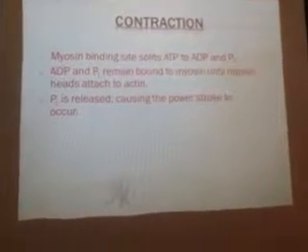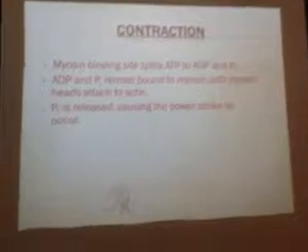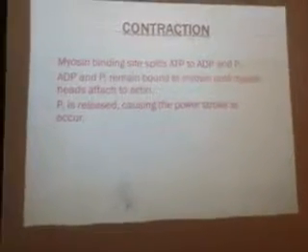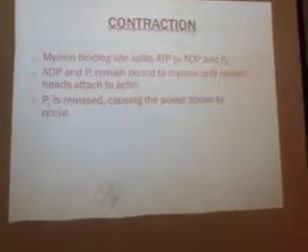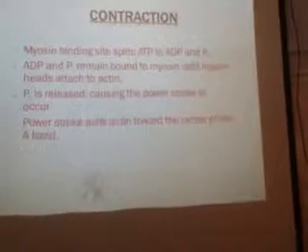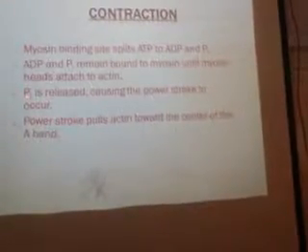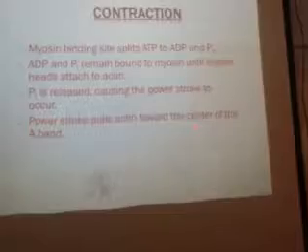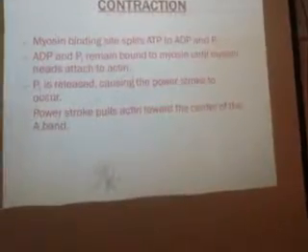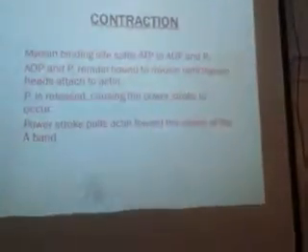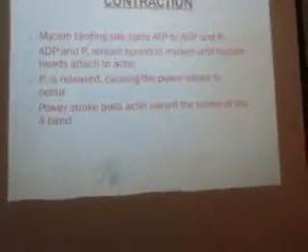The next step is that the inorganic phosphate is released, causing the power stroke to occur. Each power stroke pulls actin toward the center of the A band. When one power stroke occurs, it pulls the actin toward the center. This is the sliding.